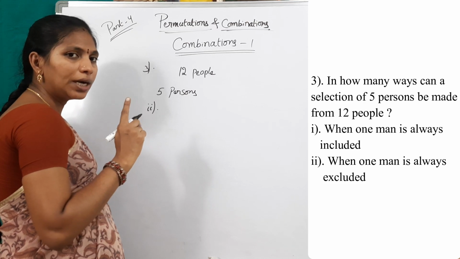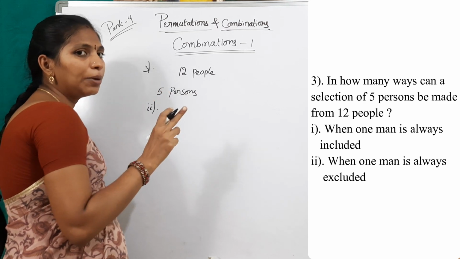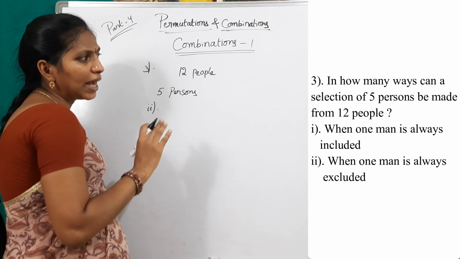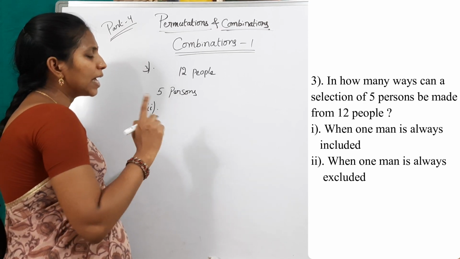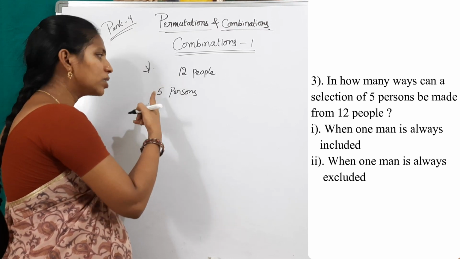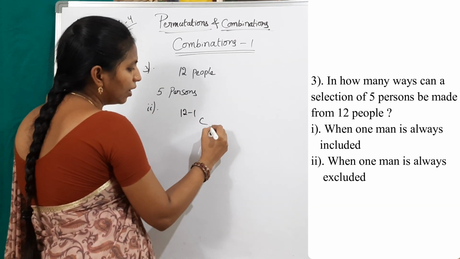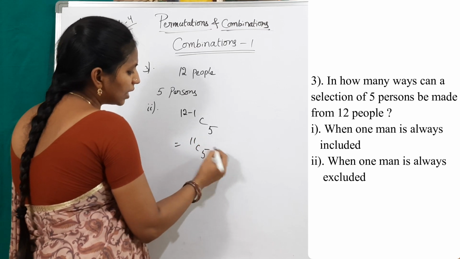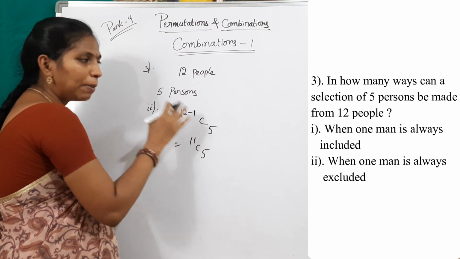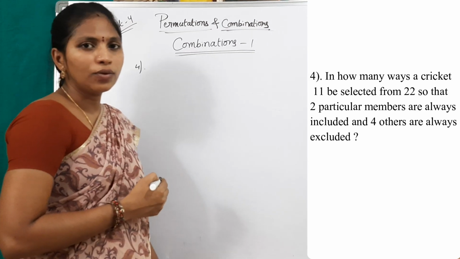When one man is excluded, there is a difference between included and excluded. Included means the person is already selected from these people. But excluded means one man is excluded from these 12 people, but we should select how many members? 5 persons. So here the answer is 12 minus 1C5 equal to 11C5. One man is excluded from total people, so 12 minus 1. But we should select 5 persons, so 5. 11C5 is the result. Now see the fourth question.